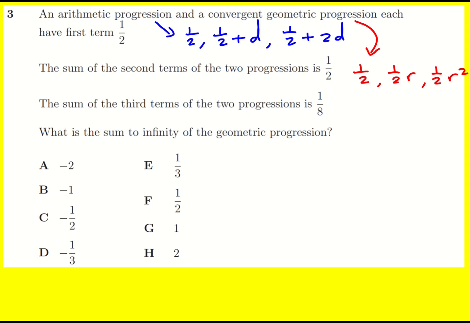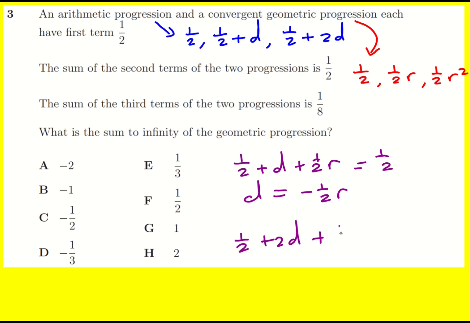So the sum of the second terms is a half. That means a half plus d plus a half r is going to equal a half. And that means d plus a half r is going to equal 0, so d is equal to minus a half r. Let me leave it like that for a moment. And then a half plus 2d plus a half r squared is equal to 1/8.